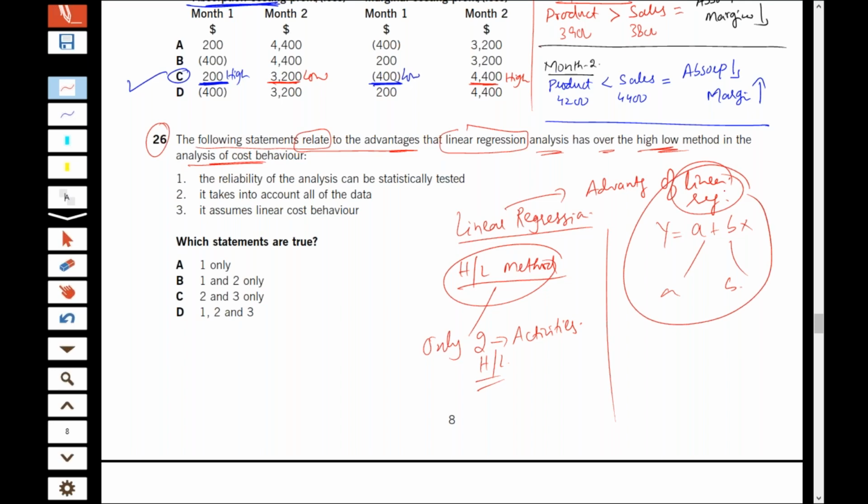In the linear regression analysis, all the data is considered. This is a primary advantage. It takes into account all of the data. Yes. Number three, it assumes linear cost behavior. No. Linear cost behavior, no. The cost behavior would change.